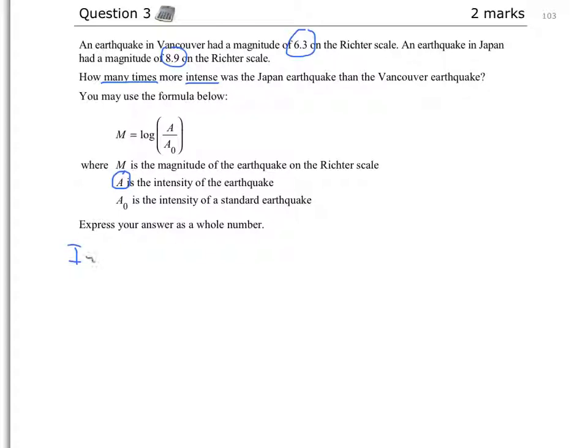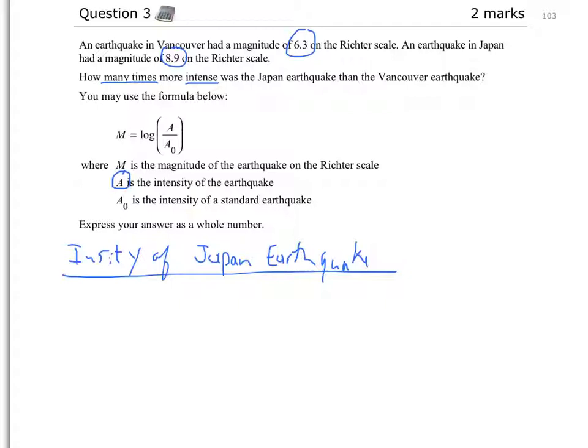We want to find the intensity of the Japan earthquake, and we need to divide that by the intensity of the Vancouver earthquake.